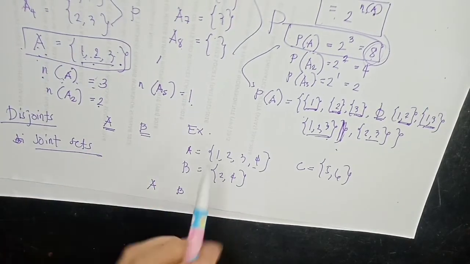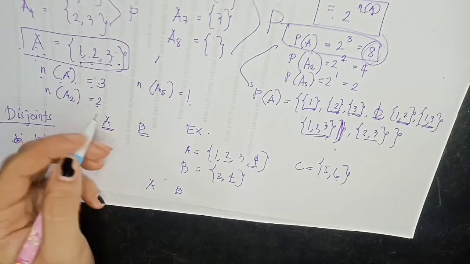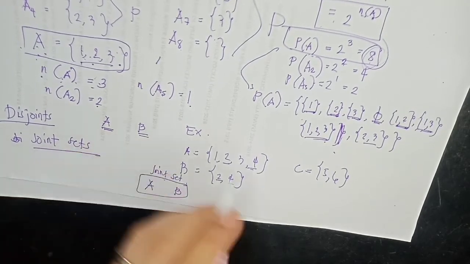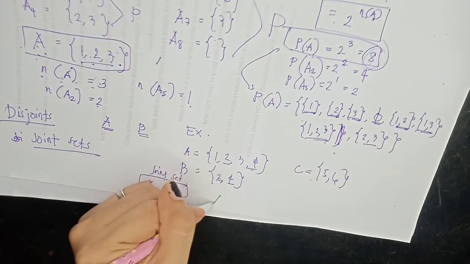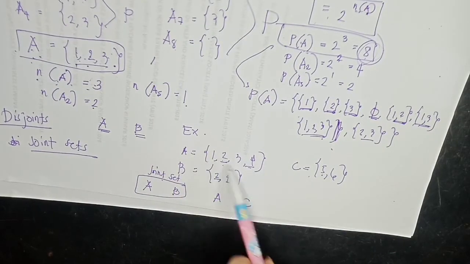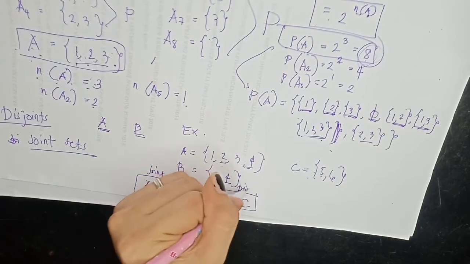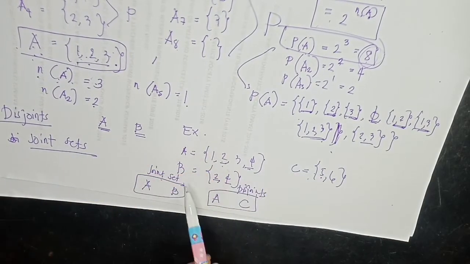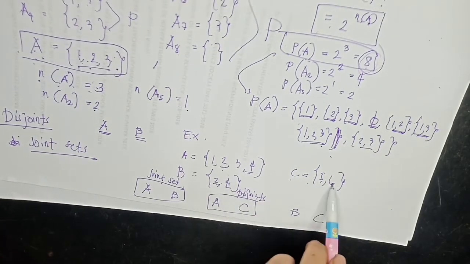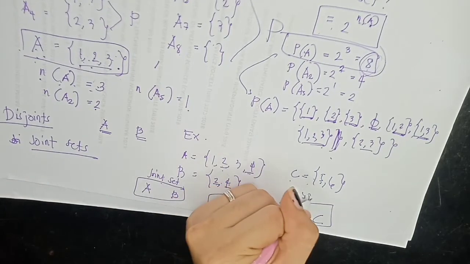For example, si A at si B. May katulad na element si A, which is 2 at 4. So, meaning, joint po sila. Si A at B ay joint sets. Next, itest natin si A at si C. Wala pong katulad na elements si A kay C. So, meaning, A and C are disjoint sets. Okay? And B and C. So, si B, C, 2, 4, 5, 6. So, wala ring katulad na elements. So, they are disjoint again.